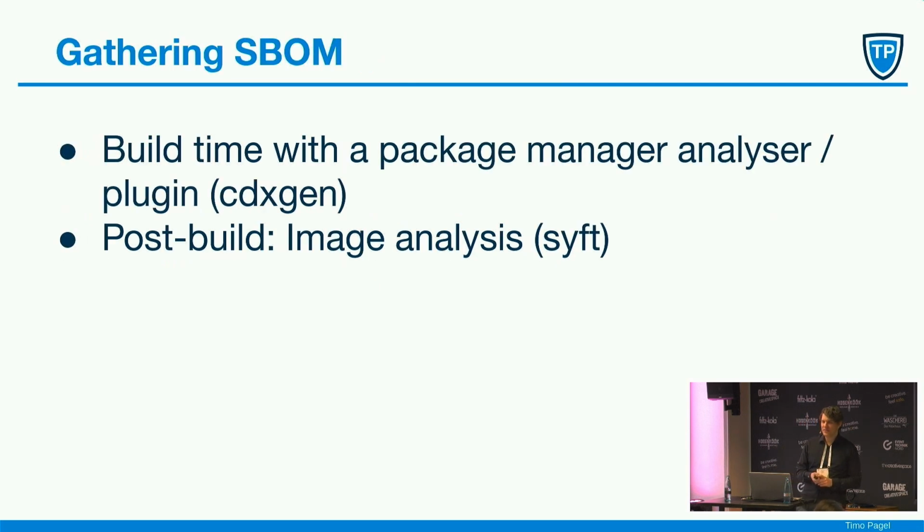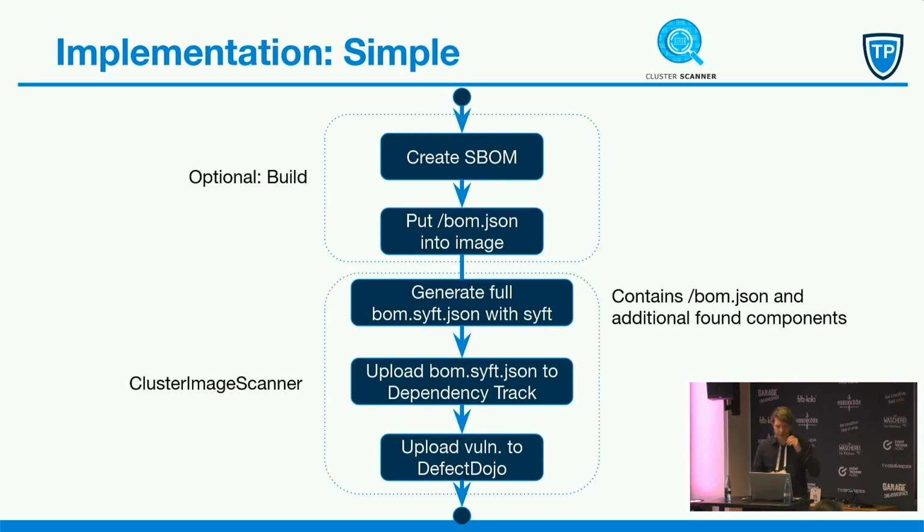You can gather software bills of materials with multiple tools, for example, CycloneDX, that you can do in the build pipeline, for example. Or in case you just have an image, for example, third-party images, then you can't rely that there is a software bill of materials in the image, so you can run Syft as one example. This is a simple overview.